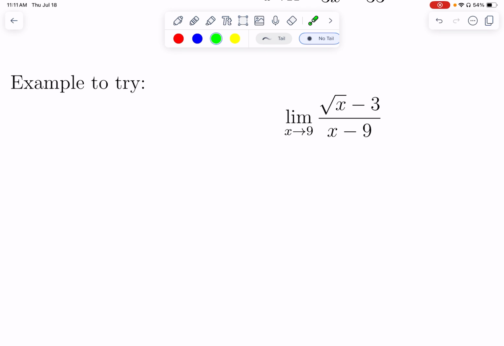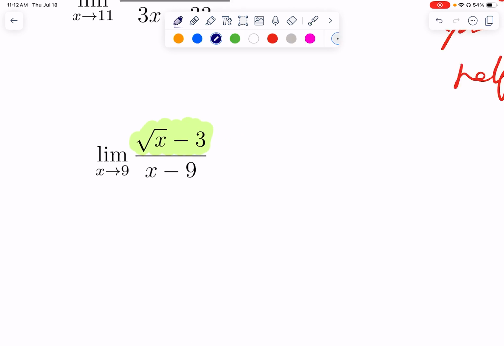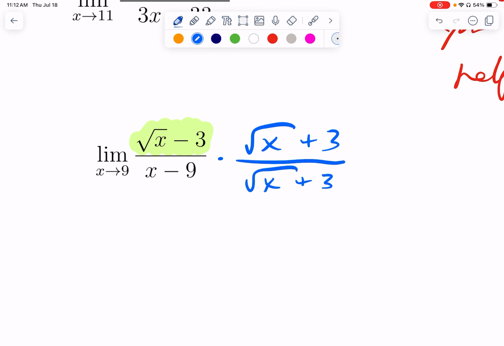All right, so what are you going to do first? You might want to plug in first. You can check that this one is 0 over 0. And we'll notice that here in the top, we have this expression where it has a radical, it has subtraction, and plugging in 9 makes this thing 0. So that's the thing we want to use for figuring out the correct conjugate. Root x plus 3, multiply on top, root x plus 3, multiply on the bottom.